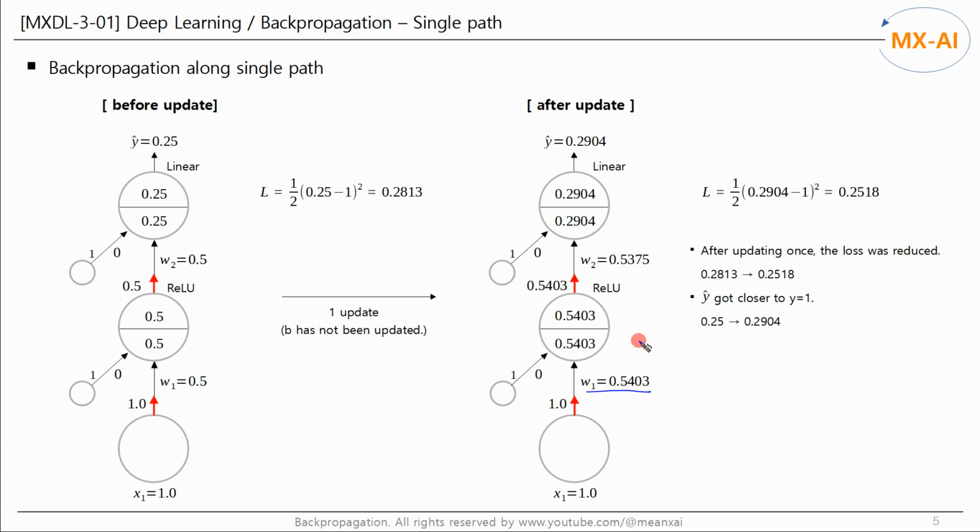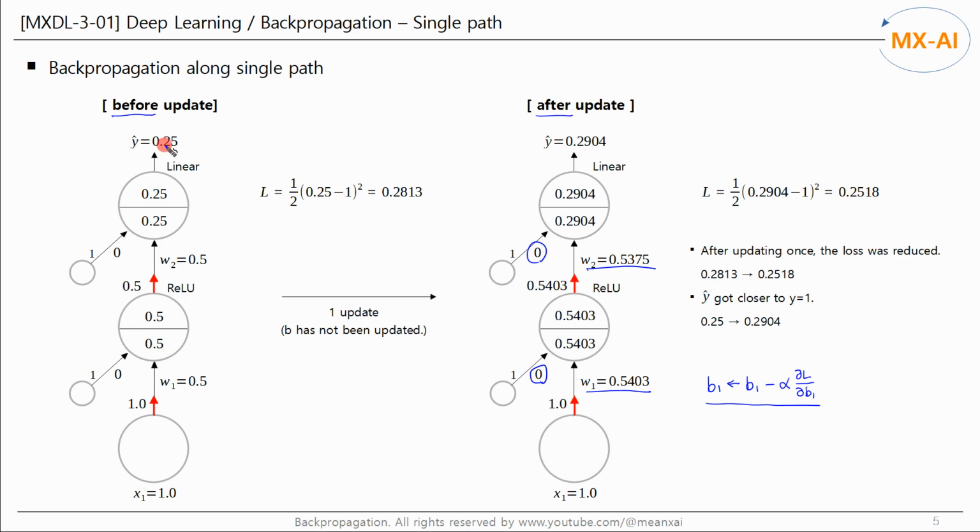So far, W1 and W2 have been updated once. The biases B1 and B2 have not been updated yet. The biases are also updated in the same way as W, using gradient descent and the chain rule. Let's compare the neural network before and after W is updated.